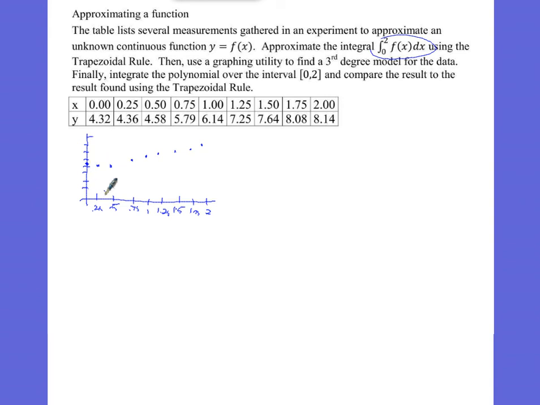So I want to use the trapezoidal rule to approximate, which means I'm going to wind up drawing a bunch of trapezoids in here. So we'll come up to both of those points and then draw a little line over. Up to there, draw a little line over, and so on. So that's the idea. Okay? Now, the trapezoidal rule says what?